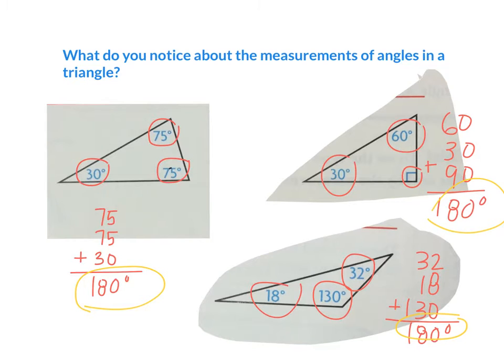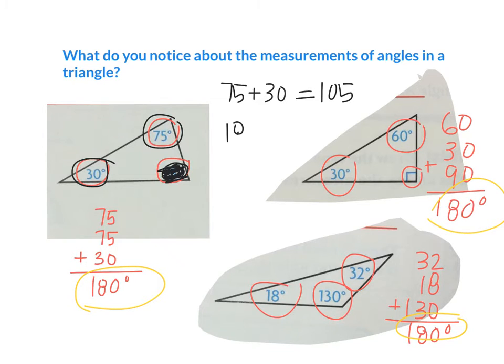So what happens if I didn't tell you that this one was 75? Could you figure it out? Yeah. Because I could just add 75 plus 30, which is 105. And then I could say, well, I know this missing number needs to help it add up to 180. So I could do 180 minus 105, which is 75, which indeed, of course, is the angle. So you can use this knowledge to help you find missing angles of a triangle. Do you see that? Great.